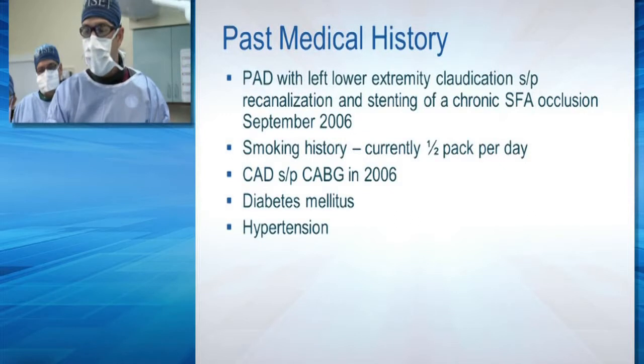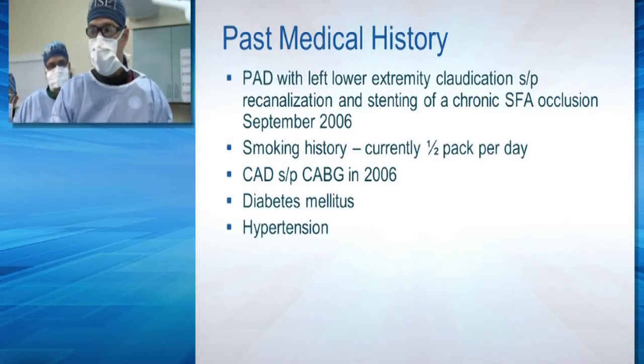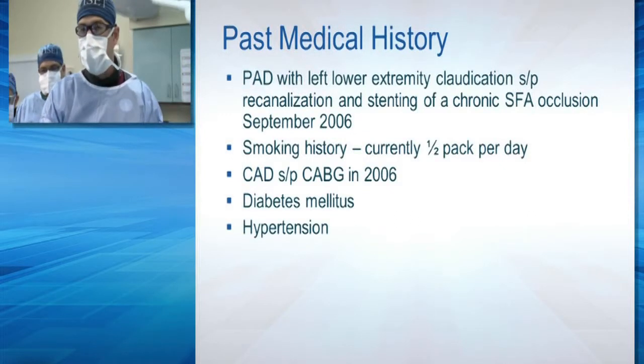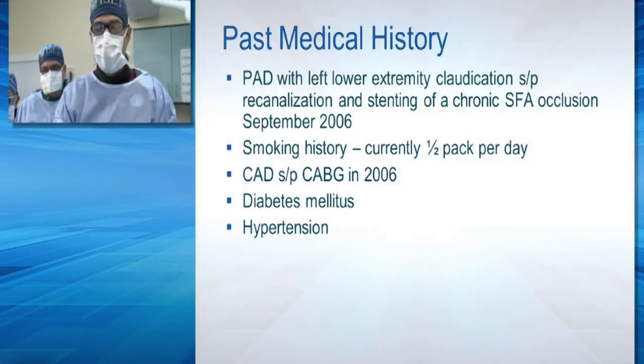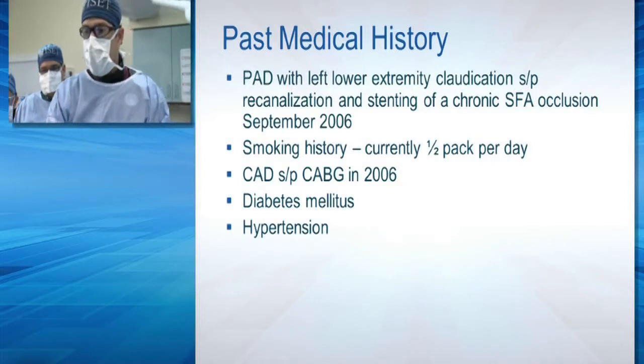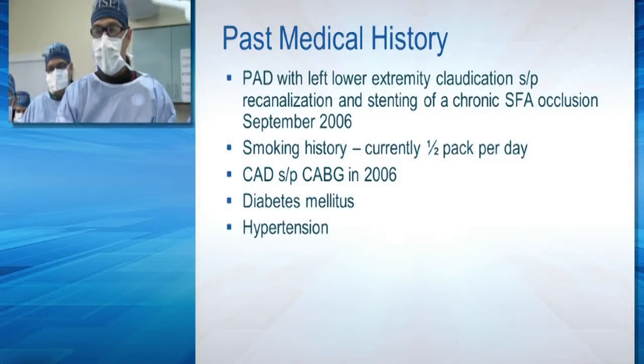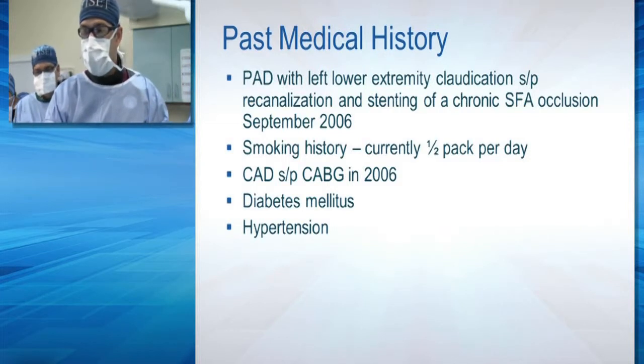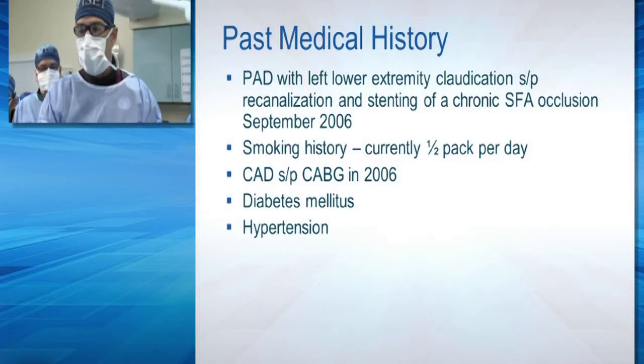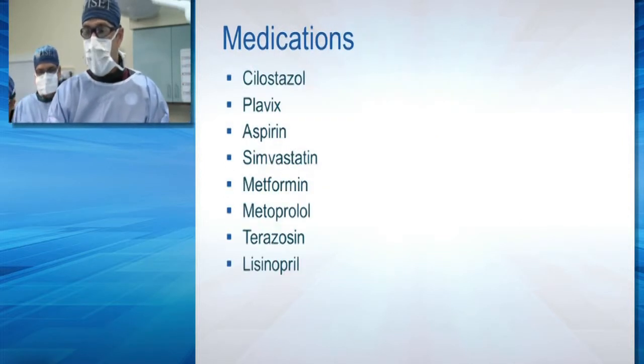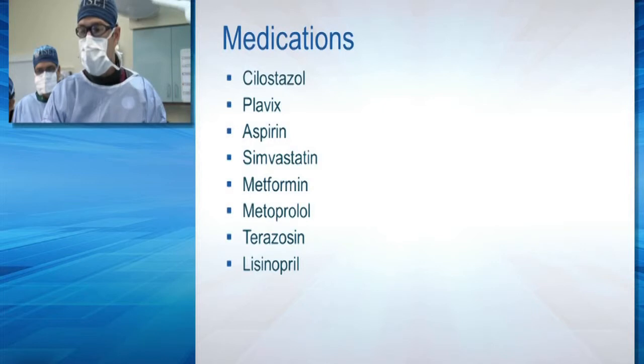Next slide. The patient's history is significant for peripheral arterial disease, for which he was treated for left lower extremity claudication in 2006. We ended up doing a recanalization of a chronic SFA occlusion on the left side with stenting. The patient is also currently smoking despite cessation attempts. He also has a history of coronary artery disease, diabetes, and hypertension. Next slide. The patient is currently being treated with aspirin and Plavix in addition to statin medication.